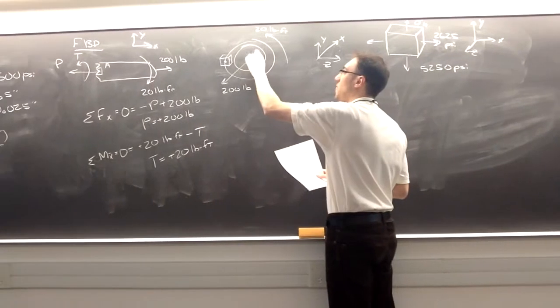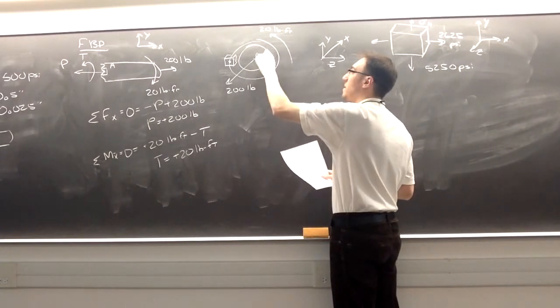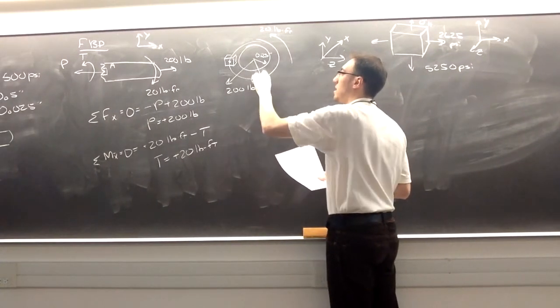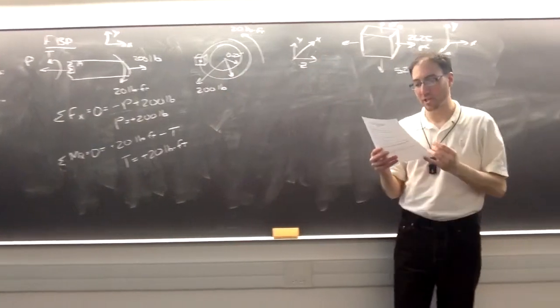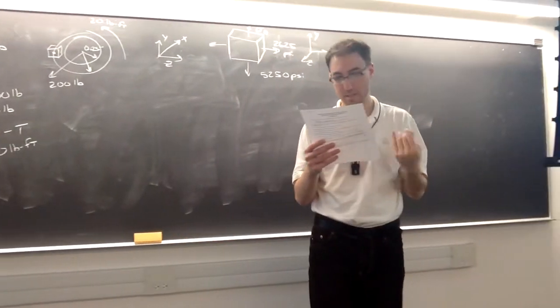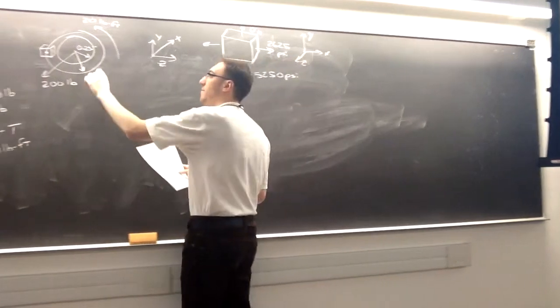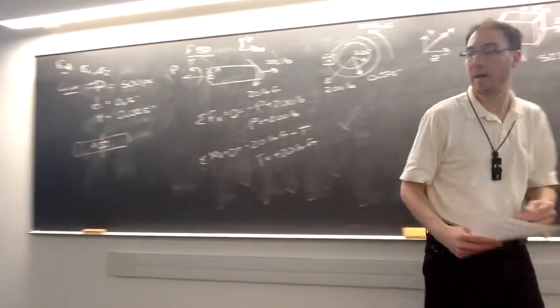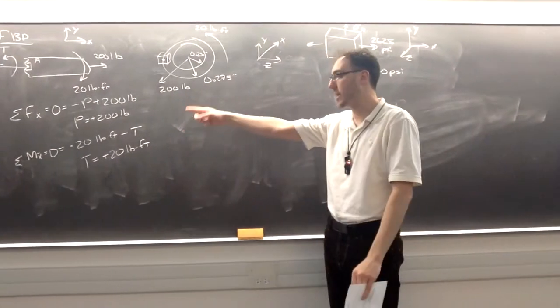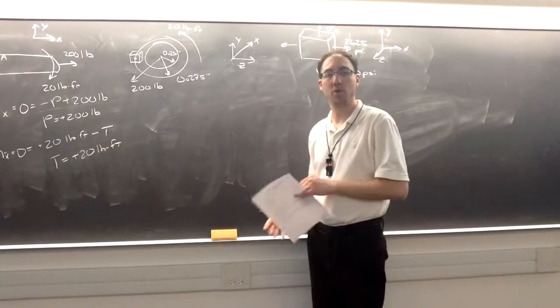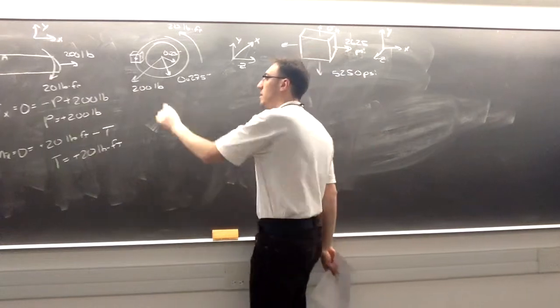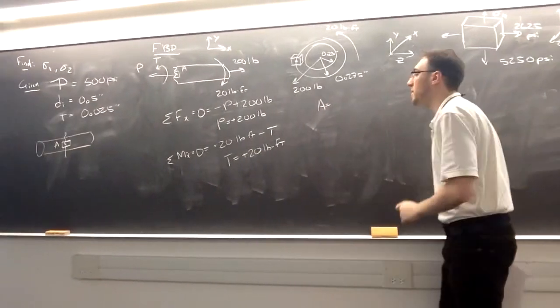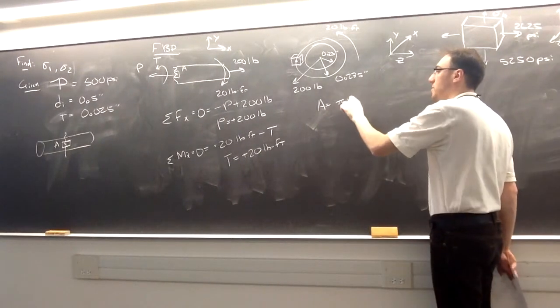I know my internal radius is 0.25 inches. And I know that my external radius, or my outside radius, is 0.275. So based on this information, I need to find what's the stress due to the axial, the internal normal force P, and the torsion T. So I know I'm going to need these values.